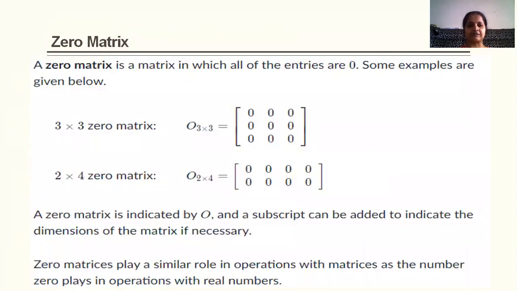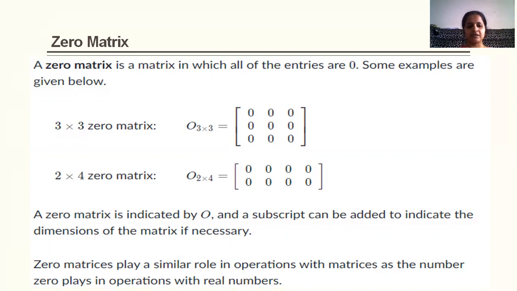So now zero matrix. Zero matrix is a matrix in which all the entries are 0. You can see some of the examples. 3 cross 3 zero matrix, we write O 3 cross 3 and all elements will be zeros. Same way, the second example is the 2 cross 4 zero matrix. So here also O 2 cross 4 and all are zeros. A zero matrix is indicated by O and a subscript can be added to indicate the dimension of the matrix.